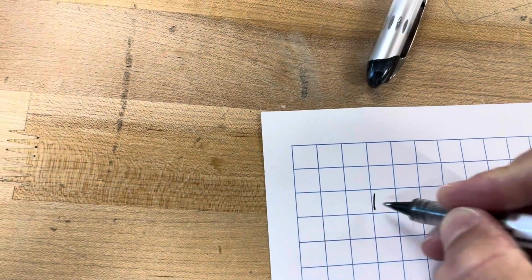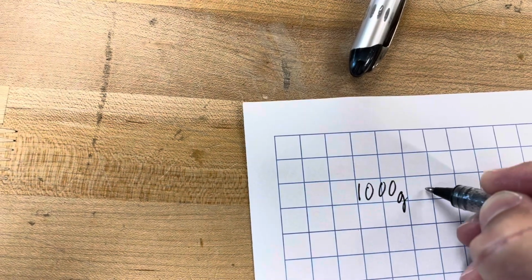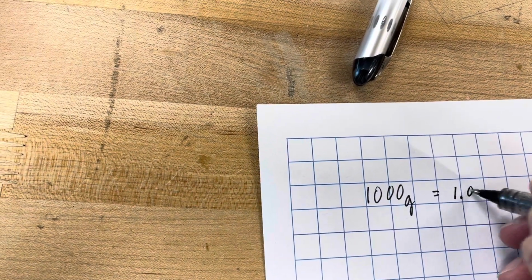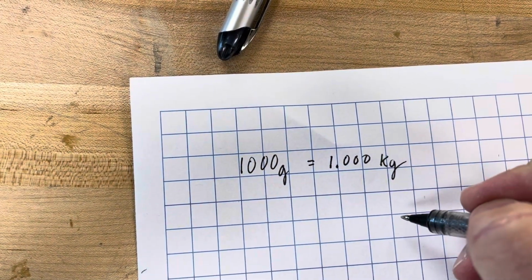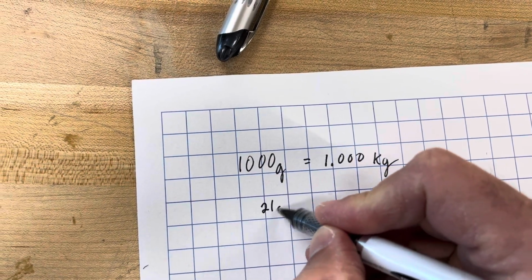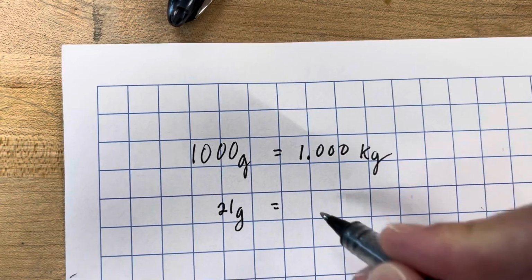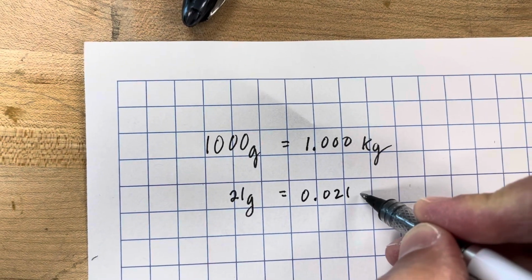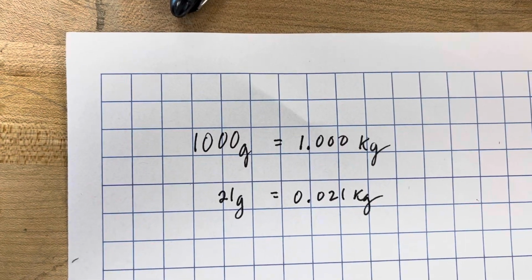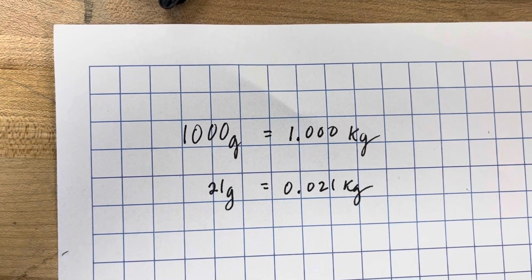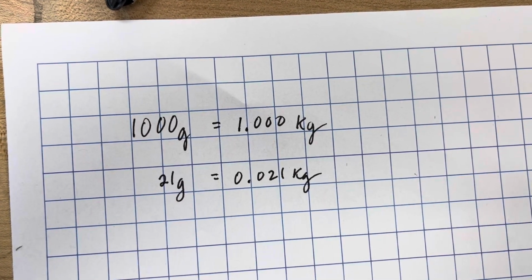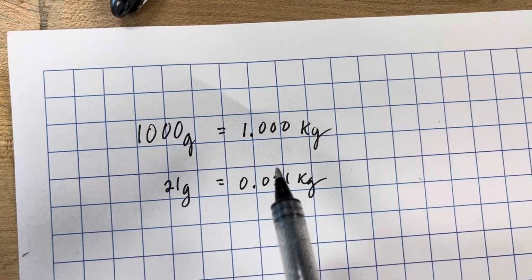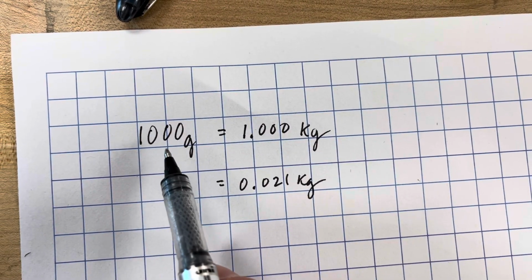All right, so let's write down what we just saw. We saw a mass that weighed 1,000 grams, and when I switched it to kilograms, I got 1.00 kilograms, okay? When we had a bridge that was 21 grams, and I converted it to kilograms, we got 0.021 kilograms. You might see a little bit of a pattern here. The shortcut for changing grams to kilograms is just to divide by 1,000. And the shortcut to change kilograms to grams is to multiply by 1,000.